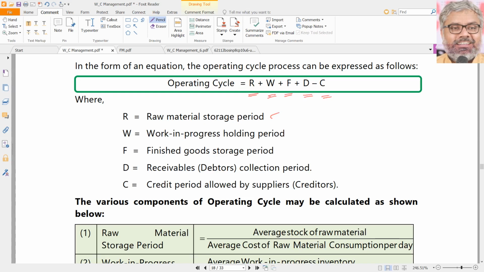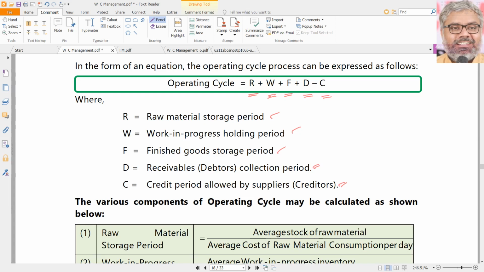So what is R? Raw material storage period. What is W? Work in progress holding period or production process period, we can say. F means what? Finished goods storage period, how many days finished goods will be there in the godowns or showrooms. Then D means what? Debtors collection period, debt collection period or receivables collection period. C means what? Credit payment period or credit allowed by our suppliers. These are all expressed generally in the number of days.